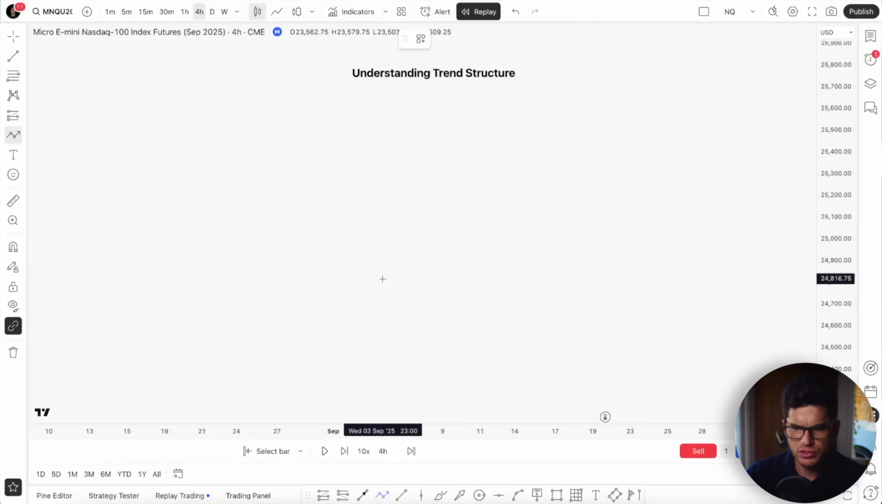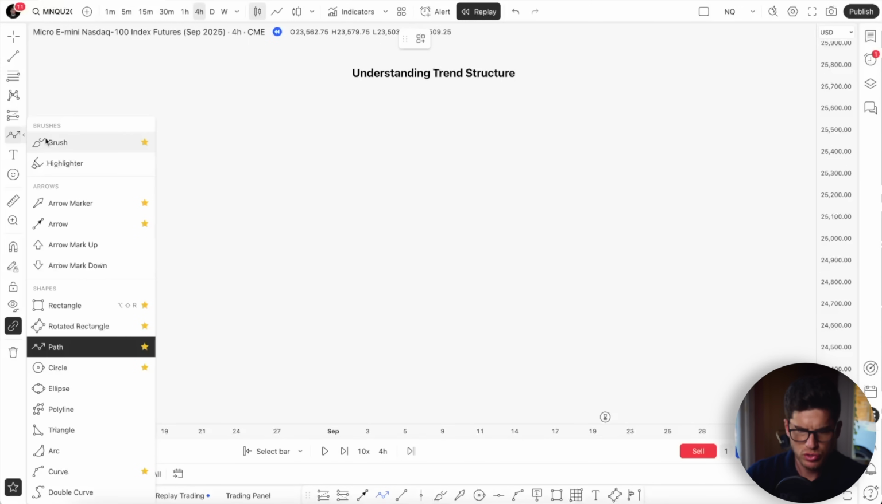Now, the first thing you need to understand is trend structure. And I'm going to be using the pathway tool, which you can find over to the left on your toolbar, and just down here. You can actually favorite this or right click and use this to draw on the charts.